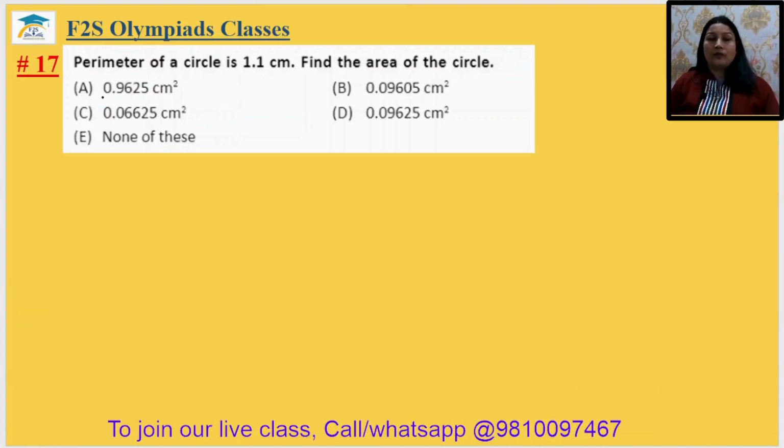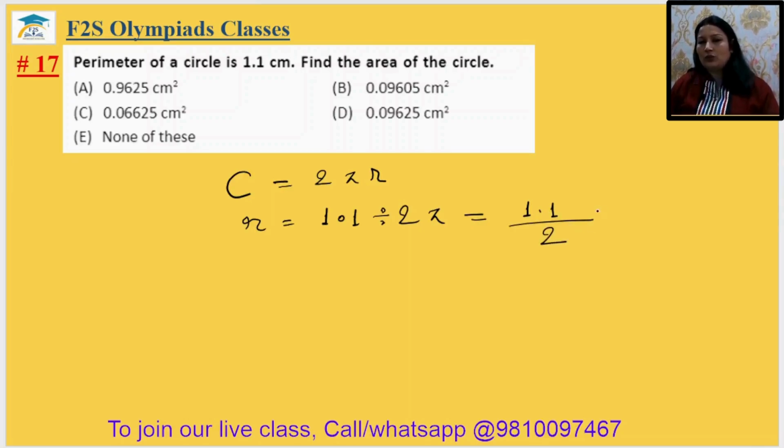Question number 17. Perimeter of a circle is 1.1 centimeter. Find the area of the circle. Perimeter of the circle means circumference of the circle. So C equal to, we know that 2 pi r. Okay. So r will be equal to circumference 1.1 divided by 2 pi. We can write it as 1.1 upon 2 multiply by 22 by 7. I have applied the fractional division rule here.